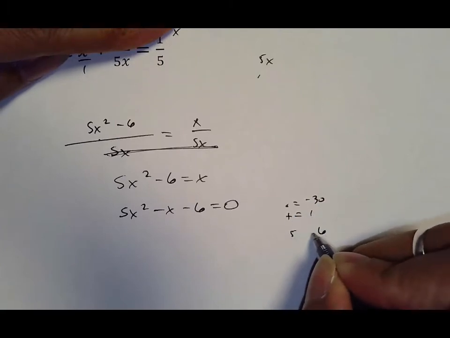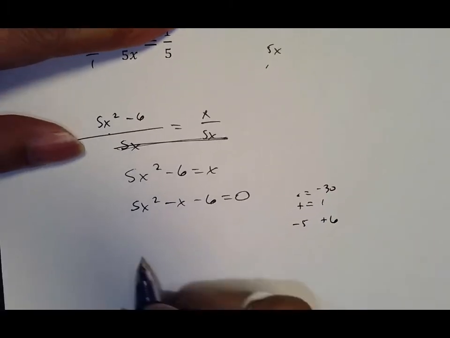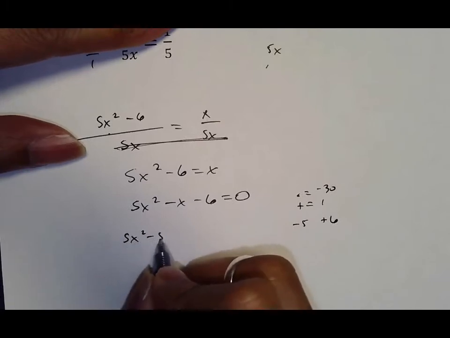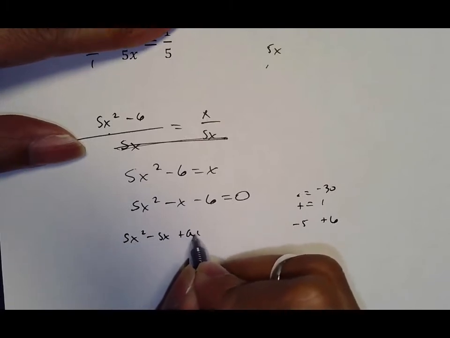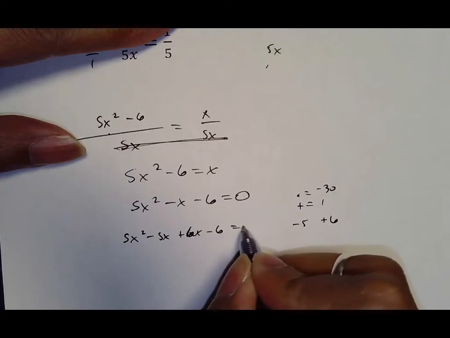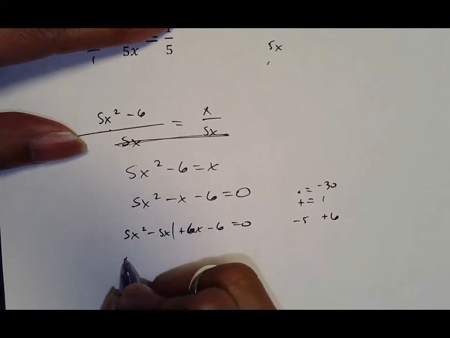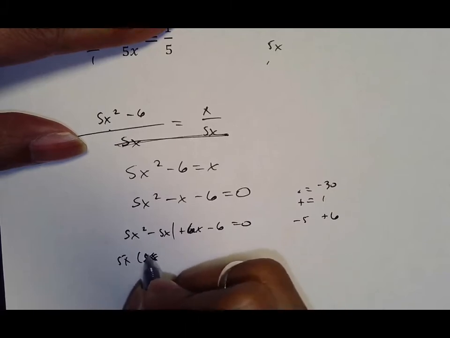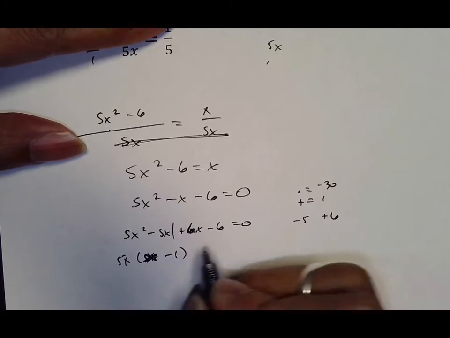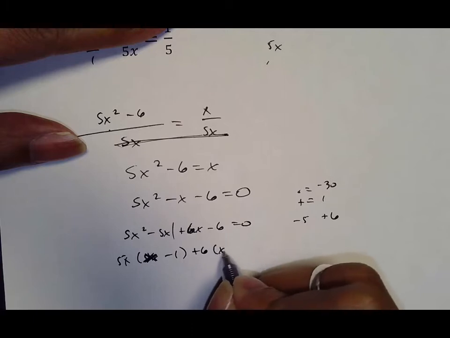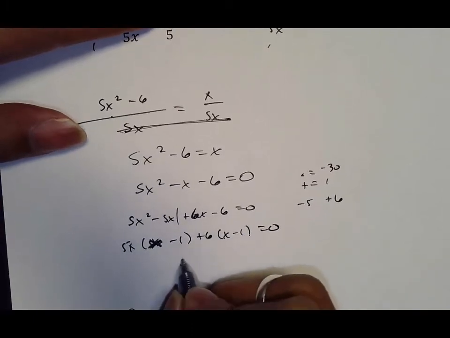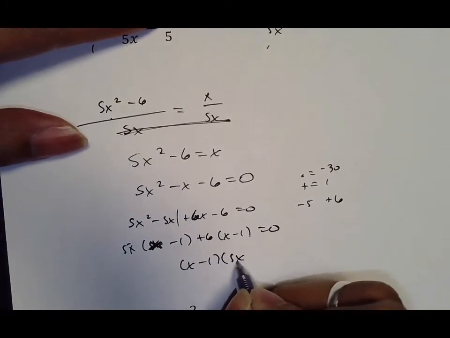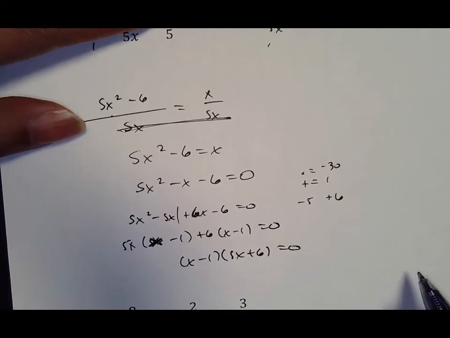Of course, those numbers are positive 6 and negative 5. Separate 5x squared minus 5x plus 6x minus 6 equals 0. Factor out 5x, I'm sorry, which would leave x minus 1, plus 6 times x minus 1, equals 0. So you end up with x minus 1 times 5x plus 6 equals 0.